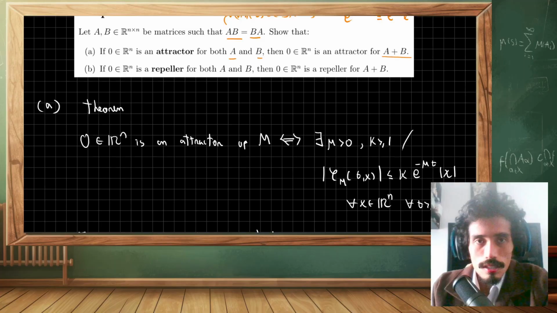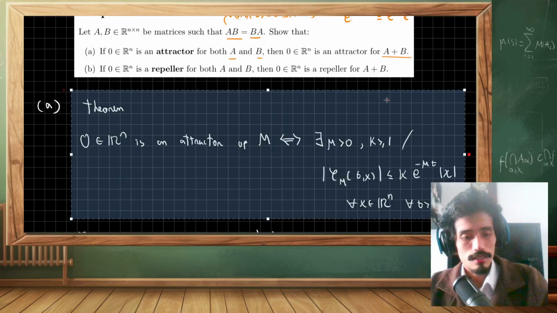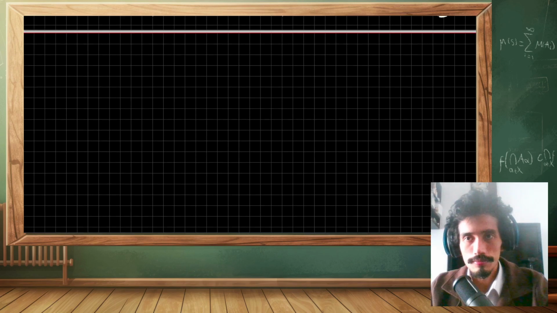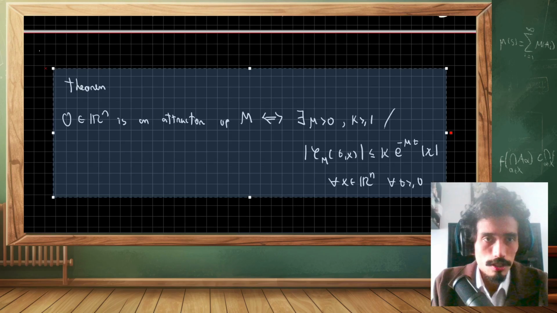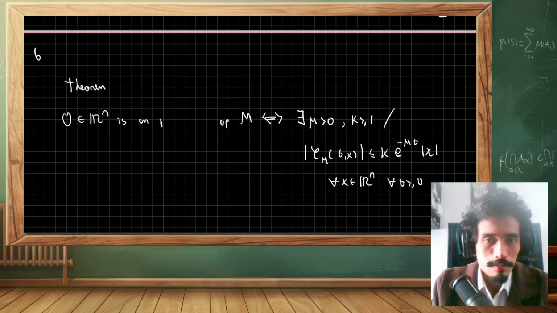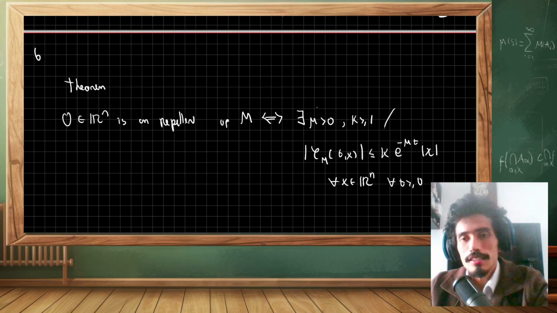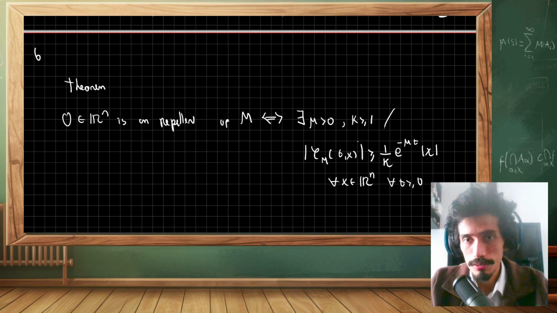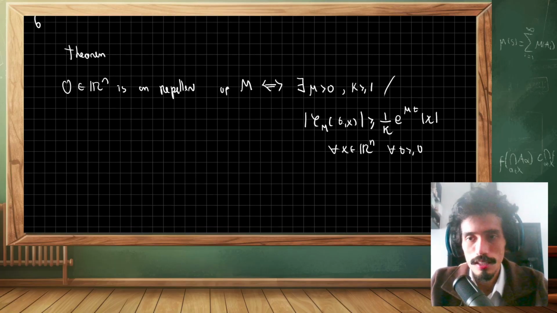And for part B we will use an analogous theorem. Let me copy to make it quicker. So part B. There's also another theorem that tells you that the origin is a repeller of M if and only if there are these constants, but here the order is reversed, and we divide. And also, instead of minus, we can write it with a plus. So this is the characterization of repellers.